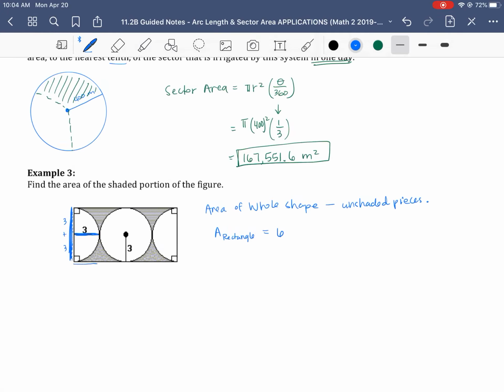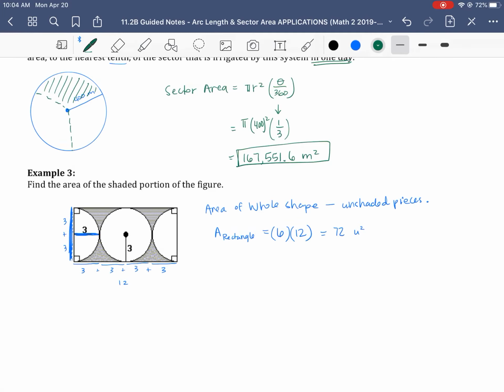So that one's 6. And then notice these are also moving in little increments of 3. So that's 3. Half that circle's 3. Half that circle's 3. Half that circle's 3. So the length down here is going to be 3 plus 3 plus 3 plus 3, which is 12. So the rectangle is length times width. So in total, it looks like our rectangle has an area of 72 square units. They didn't give us units, so we'll just write U. Now we want to subtract out the circle pieces.